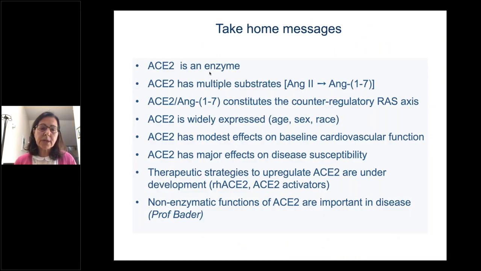So the take-home messages for today relate to ACE2 being a very important enzyme as part of the renin-angiotensin system. ACE2 has multiple substrates, but Ang2 is probably the most important as we know it today. The ACE2-Ang1-7 axis constitutes the counter-regulatory axis of the renin-angiotensin system. ACE2 is widely expressed and seems to be linked to ACE, sex, and race. ACE2 has modest effects on baseline cardiovascular function, but has major effects on disease susceptibility. There are now therapeutic strategies being developed to upregulate ACE2, and some of these are under development for clinical trials.